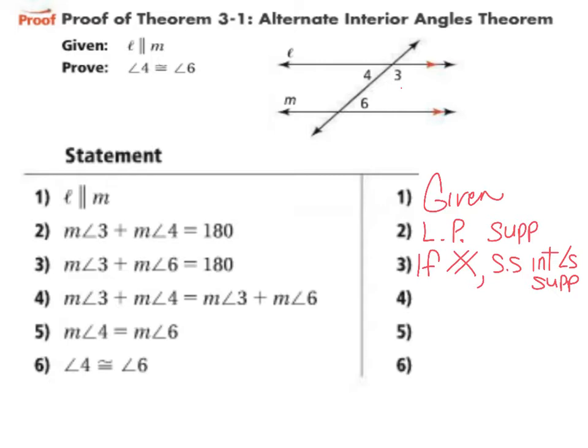Now, on this next step, let's look and see what happened. We had 3 plus 4 equals 180, and we have 3 plus 6 equals 180. Well, if they both equal 180, wouldn't they equal each other? Which is what this is saying right here. Here's my 3 plus 4, here's my 3 plus 6. Do you remember what that's called, when if they're equal to the same thing, they're equal to each other? That is the transitive property. And then, if you'll notice, they both have the measure of angle 3. Let's get rid of the measure of angle 3. Let's subtract it on both sides.